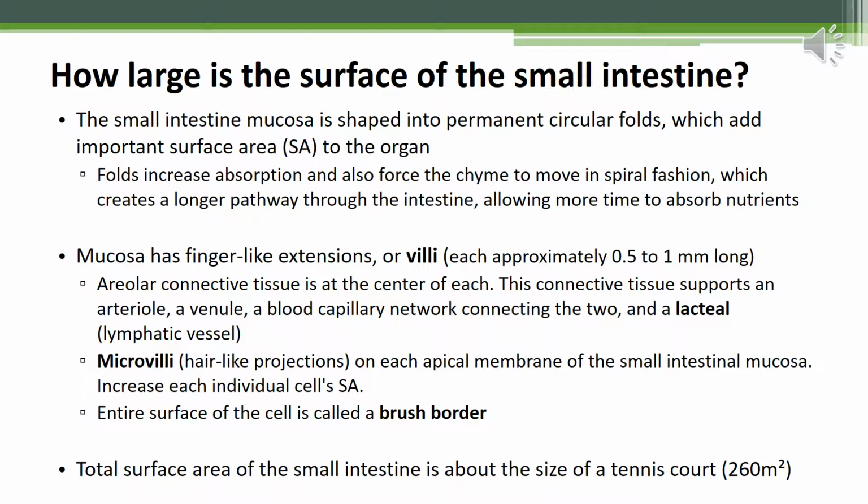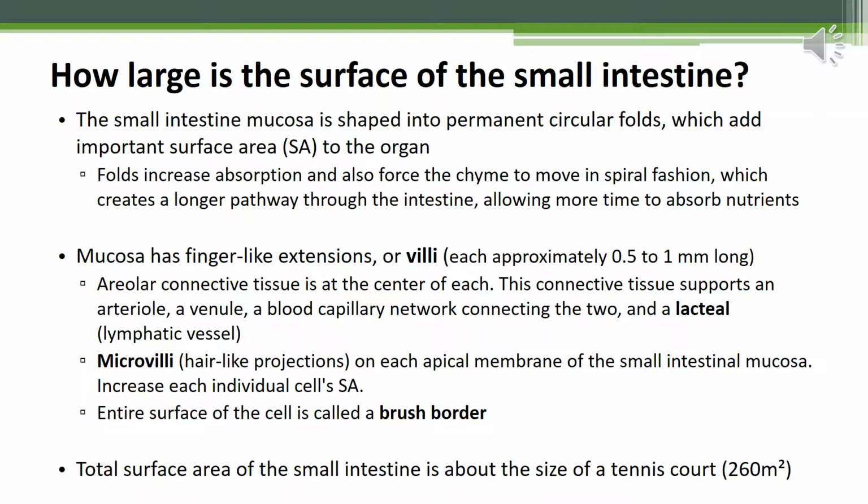Now, another feature of the small intestine which aids in absorption is that the mucosa also is made up of many finger-like extensions called villi, which are approximately 0.5 to 1 millimeter long each. And villi are actually made of areolar connective tissue, which is located at the center of each. And this connective tissue supports an arteriole, a venule, and a blood capillary network connecting the two, and a lacteal, or a dead-ended lymphatic vessel within the villi.